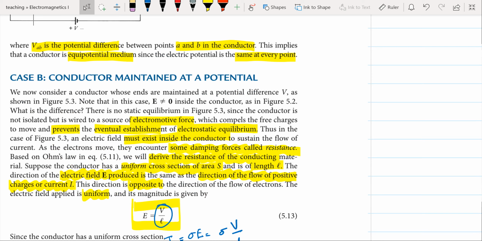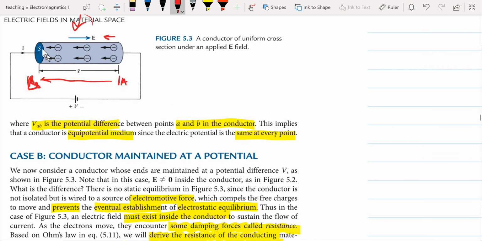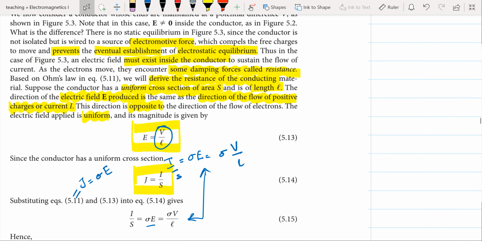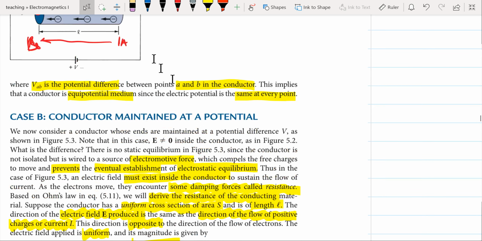Now, based on equation 5.11 that we found earlier, we can derive the resistance of the conducting material as follows. Suppose the conductor has a uniform cross-section area S. So we can say that, of course, this is S, and it has length L. Of course, this is length L.